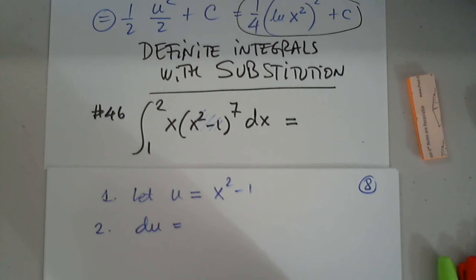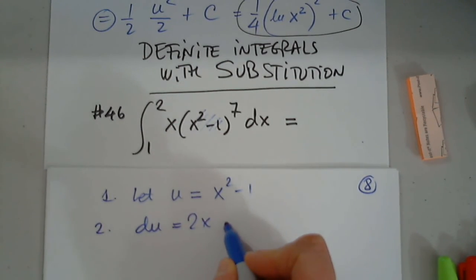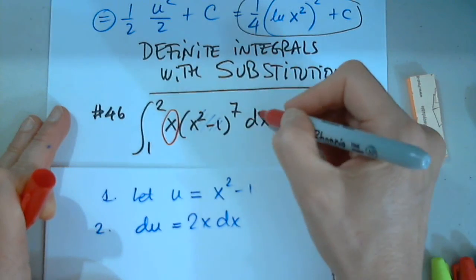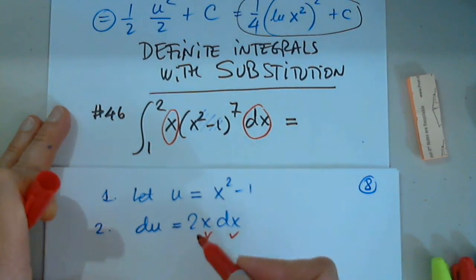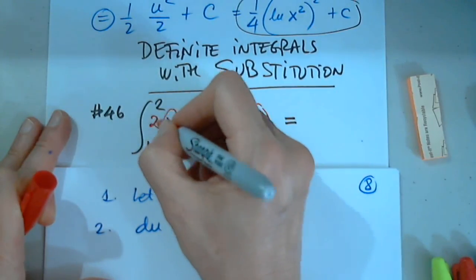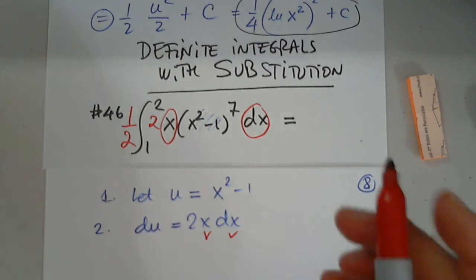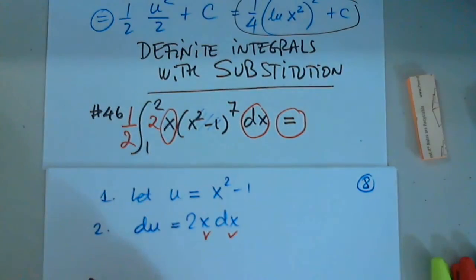So what will du equal to? 2x dx. Excellent. Is it in the problem? Yay, it is. So right here, here's the x and here's the x, both. I don't have a 2. Not a big deal. I can multiply by 2 and divide by 2, and I didn't change anything. So now, in step 3, we have 1/2 in front.